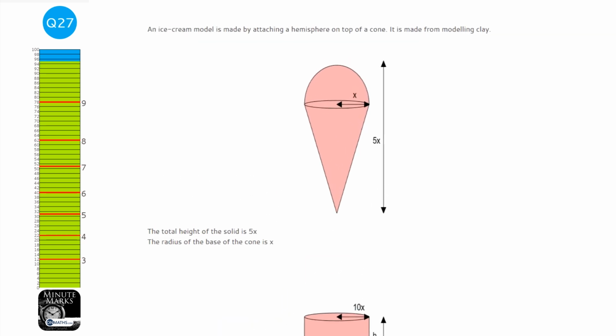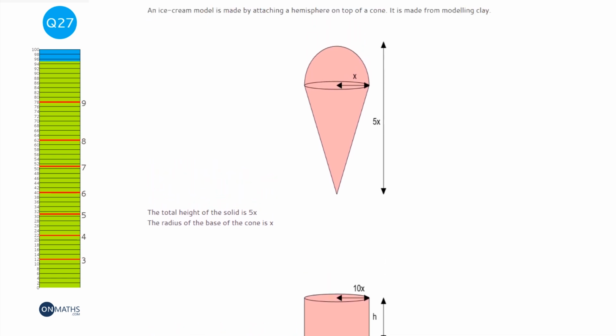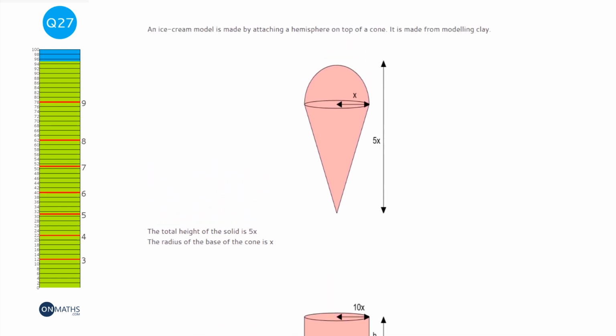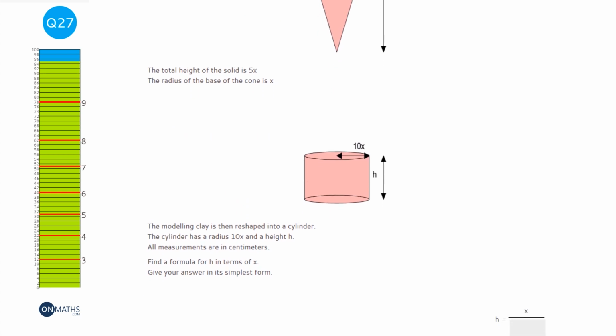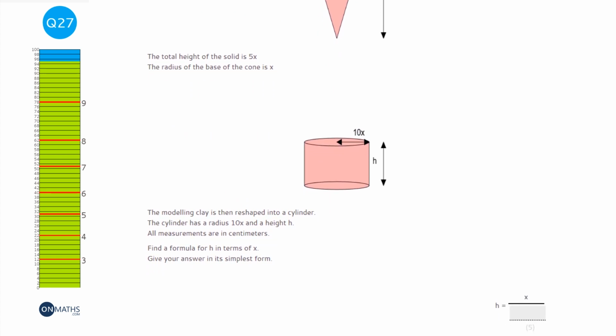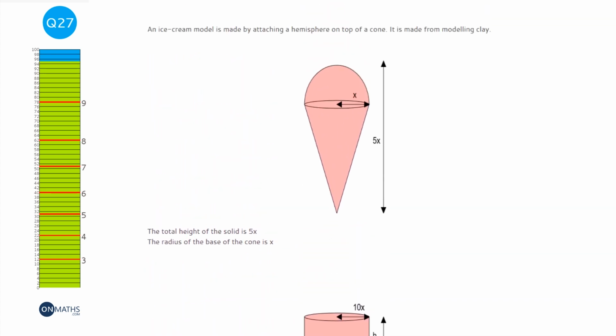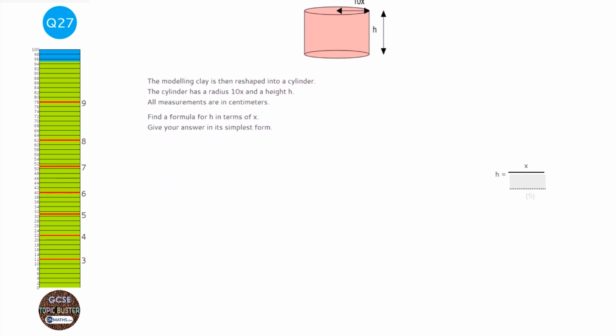Okay, so this doesn't seem like the easiest question because there's three shapes going on. There's no numbers in it at all, and we're asked to find a formula. So the first place I'd start is working out, well, first of all, what are the formulas we'll need? Well, let's have a look. So we've got a hemisphere.